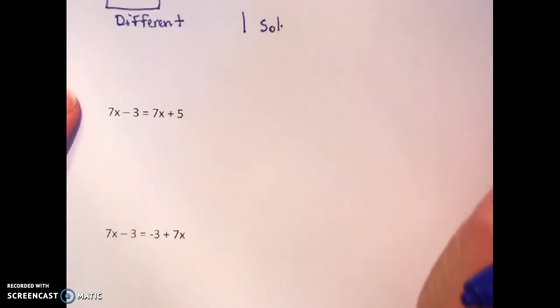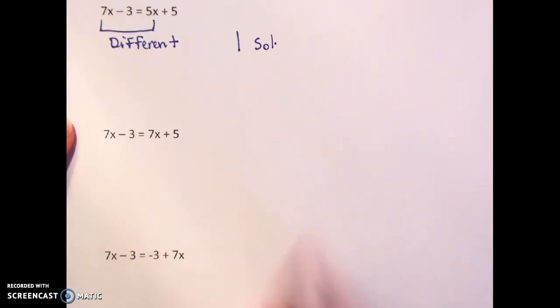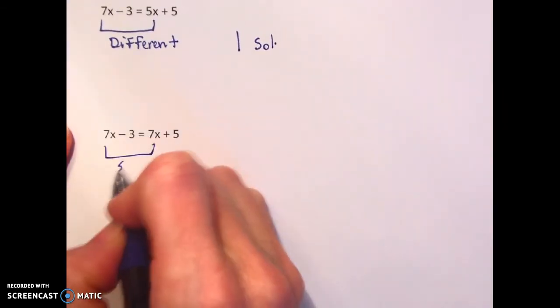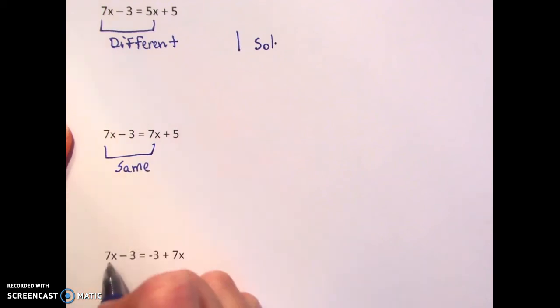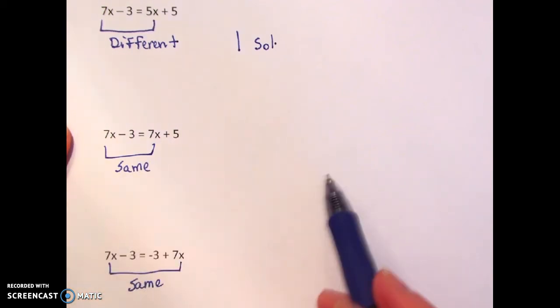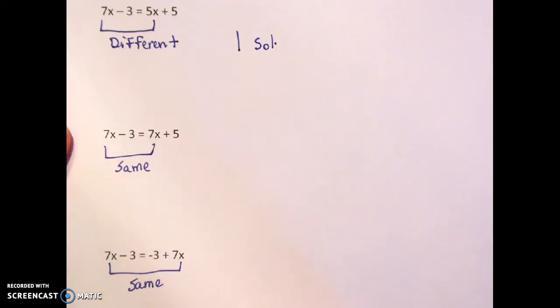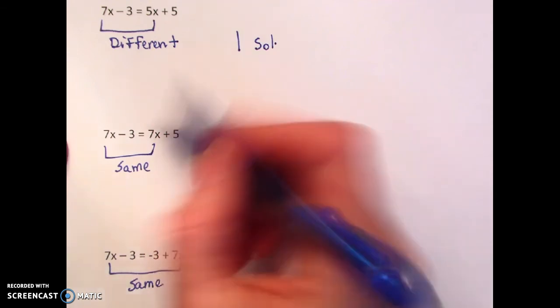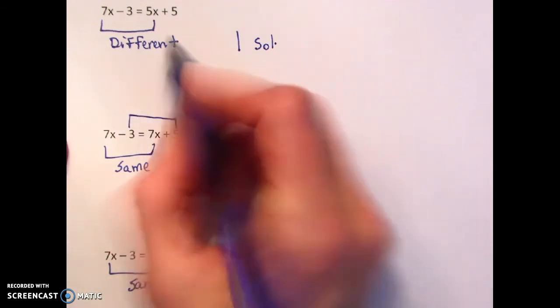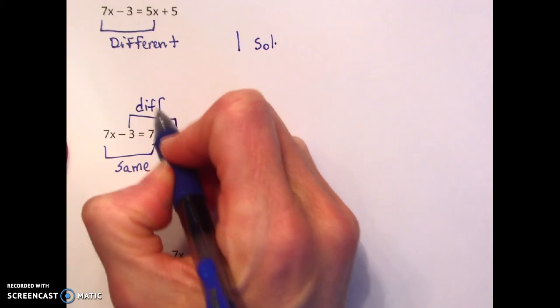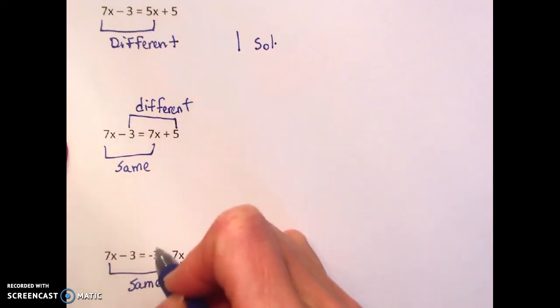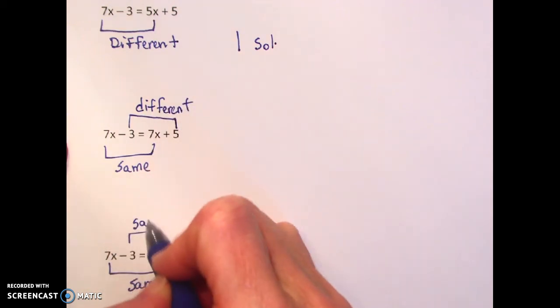If you look at the x term and it is the same, okay, and always watch signs, it has to be exact same, so +7, +7. Then we have to look to our constant number. The constant number here is different. The constant number here is the same.